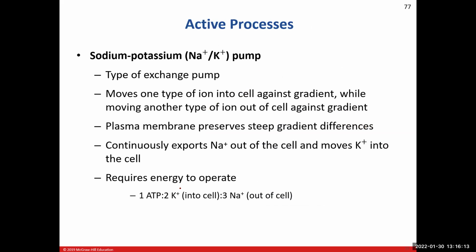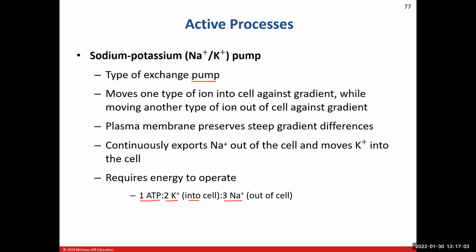Another one of our transport proteins here is the sodium potassium ion pump. We'll get into a lot of detail about this in chapter 12 when we talk about the nervous system, and also a little bit in chapter 10 when we talk about muscles. But with this type of transport protein, it is a pump, it is an active process, so we will use energy. In this case, one ATP molecule is going to move 2 potassium ions into the cell, while at the same time we move 3 sodium ions out of the cell. We get all of that with one ATP molecule.